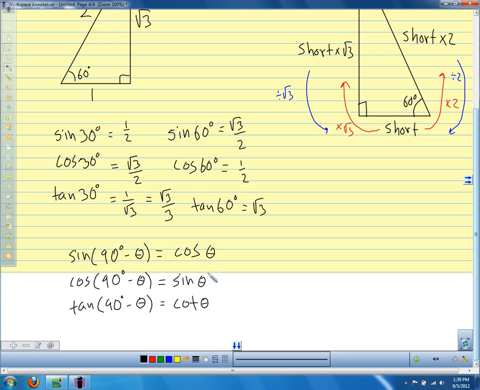Because if we have some angle theta here, its complement is 90 degrees minus that angle. So no matter what that angle is, this 90 degrees minus that angle would be the complement. So the sine of the complement equals the cosine of the angle. So if angles are complementary, the sine of one equals the cosine of the other. And that's true for the cofunctions also.